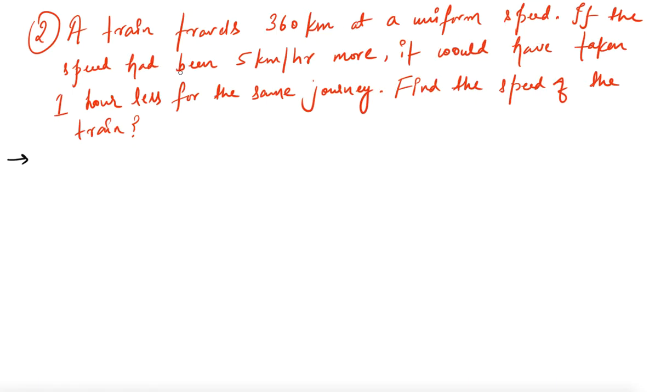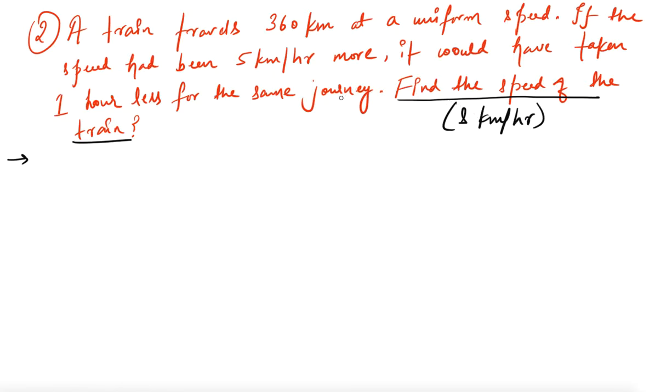If the speed had been 5 kilometers per hour more, it would have taken 1 hour less for the same journey. Okay, try to understand the question. Find the speed of the train. So what is the unknown here? Speed of the train. So let me take this as some value s kilometers per hour.